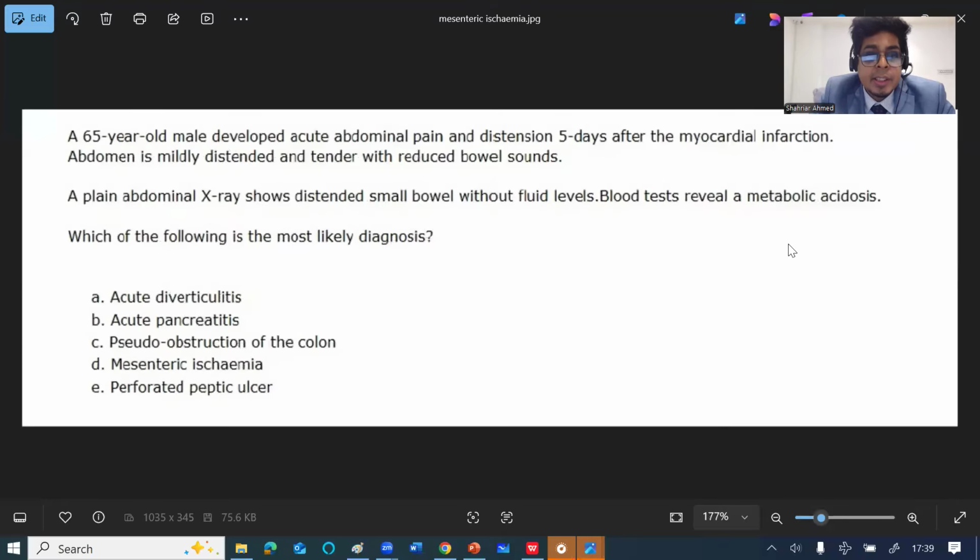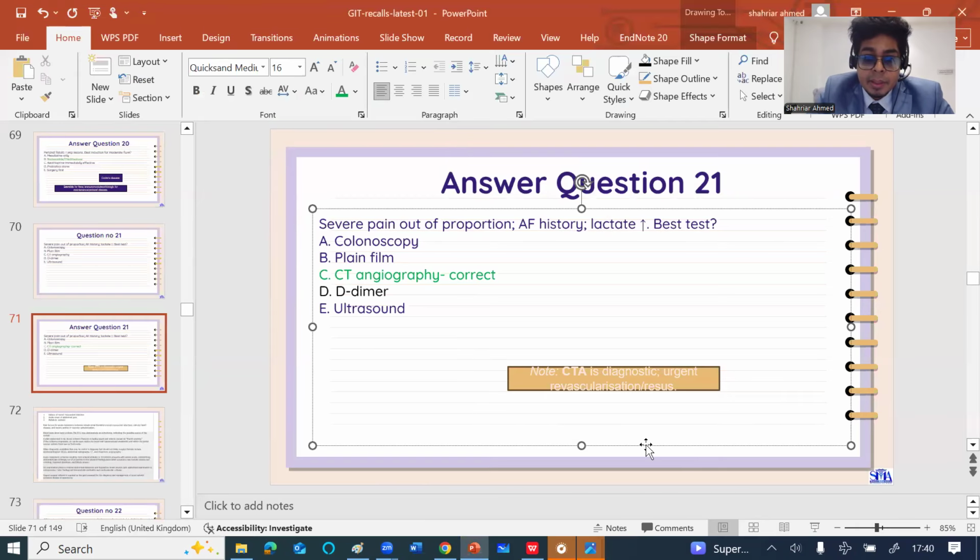Okay. Now this is a classic question. The one we got was different; this one is like a question bank question. A 65-year-old with pain and distension 5 days after AMI, already after a thromboembolic manifestation, abdominal pain and distension, mildly distended, reduced bowel sounds, X-ray showing small bowel at this level, blood test showing metabolic acidosis. So what is the likely diagnosis? Yes, again a classic for mesenteric ischemia. There was a thromboembolic event followed by this abdominal pain. Also, you have the X-ray findings, and ABG has been done. ABG and lactate level are usually tested in the beginning. Okay, great.